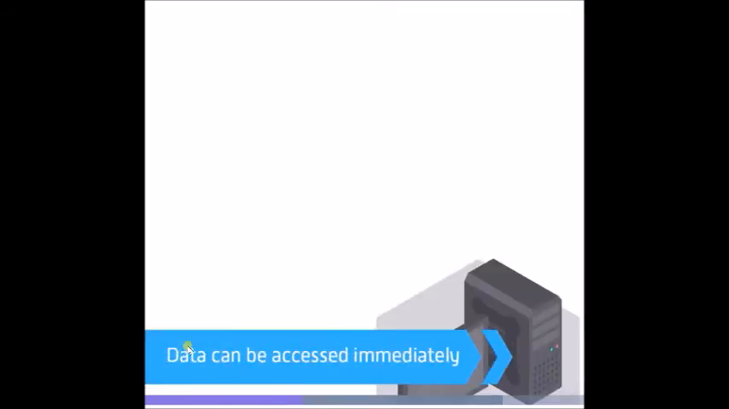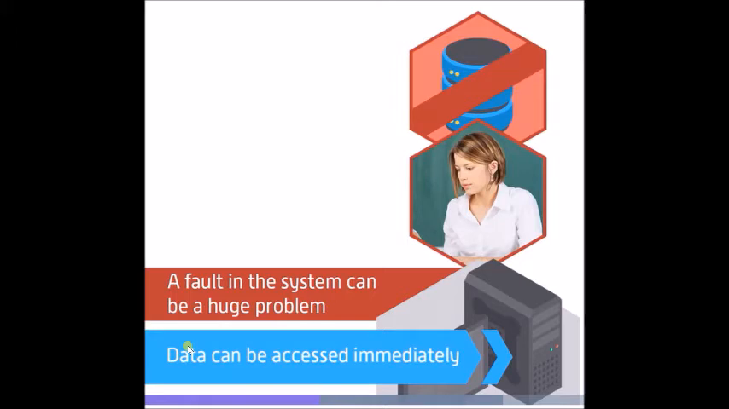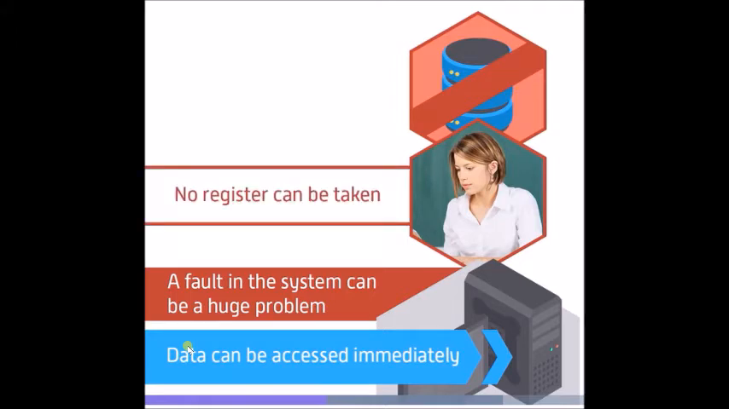An electronic register allows this data to be accessed as soon as a register is complete, but a fault in the system can be a huge problem. If teachers cannot access the database, no registers can be taken. For this reason, a backup method, probably using paper, tends to be used.